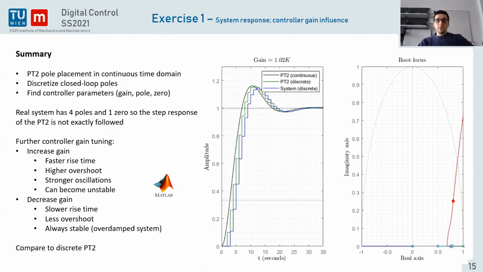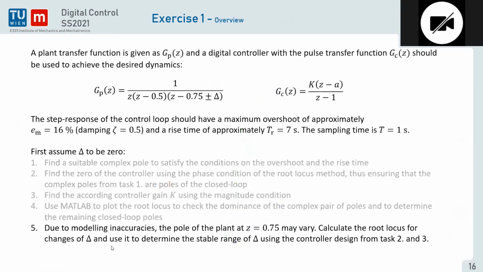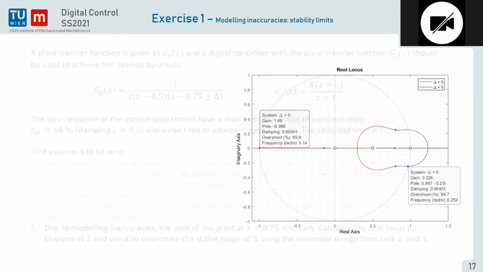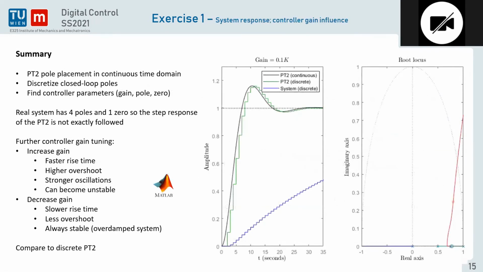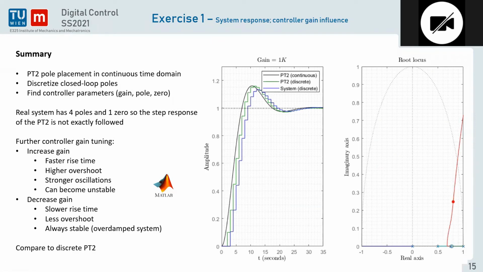It's exactly the same in continuous time. So the PT2 here in green is the target, and we're quite close to the target. But because there are more poles than zeros, it's a little bit slower. So for example, I propose to increase the gain a little bit, but it's eventually not possible to exactly follow it. You're right. So the system in our case behaves more or less like a PT2, but it can be that the remaining poles and zeros mess it up. Exactly.